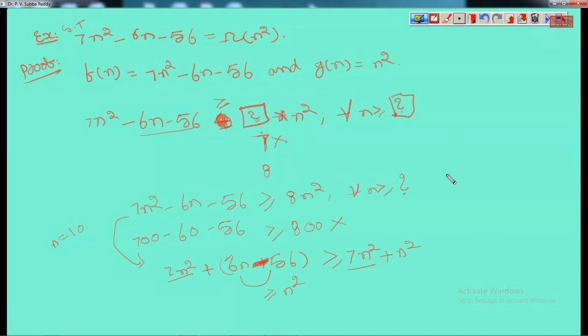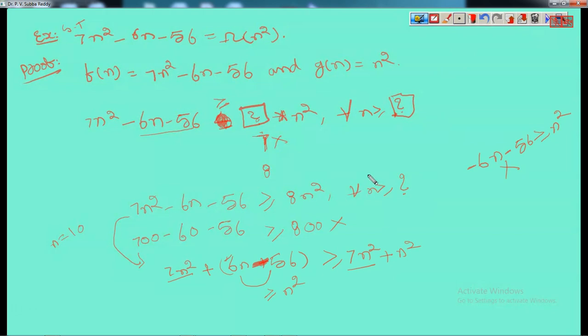That is, minus 6n minus 56 should be greater than or equal to n square. Is it possible? It is impossible. Why? N is positive. That means with 8 we are not able to find this. Then what is the other option? 9. That also is not possible.